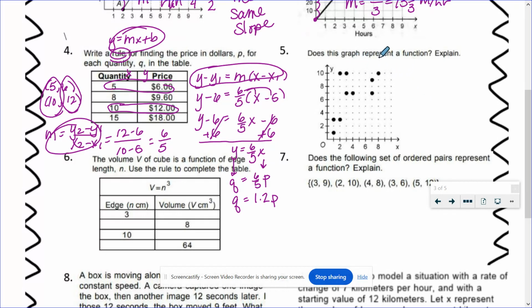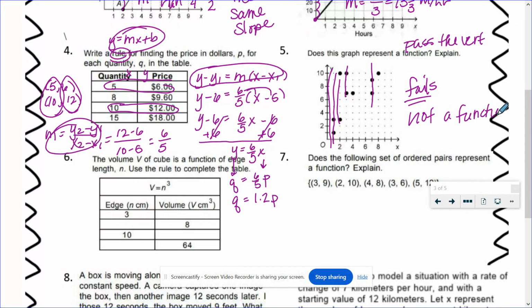Number 5, does the graph represent a function? In order to be a function, it has to pass the vertical line test, which means that when I hold my pencil straight up and down and I make lines, it can't touch in more than one spot. Well, this line here is going to touch in 2. It's going to touch in 2. It's going to touch in 2. Only touches 1 here, which is good, but it doesn't matter. It's already failed. So it fails the vertical line test because it touches in more than one spot. Therefore, it is not a function, and the reason was because it fails the vertical line test.